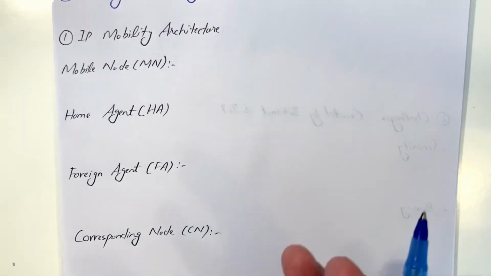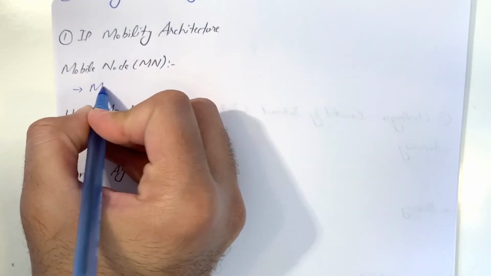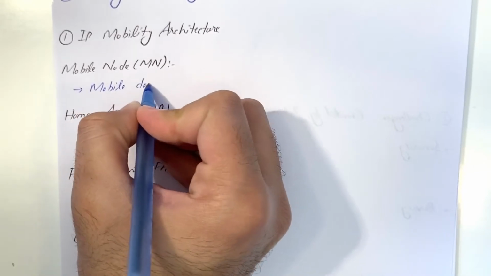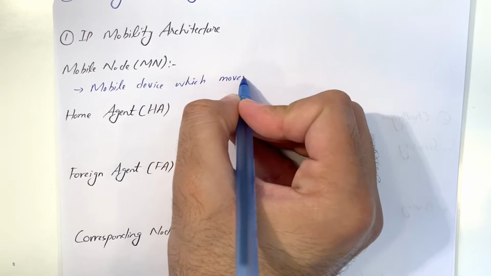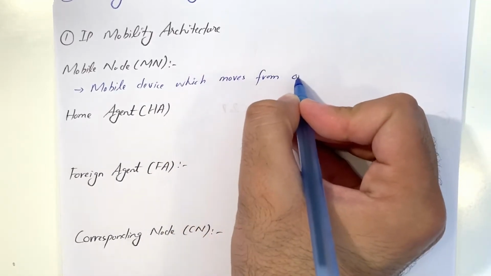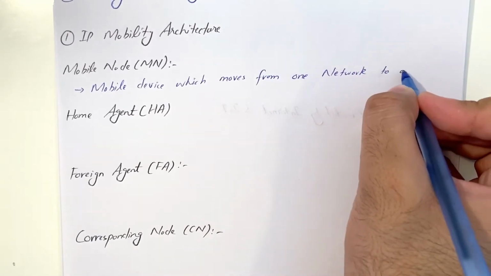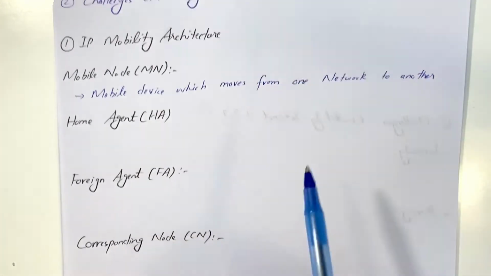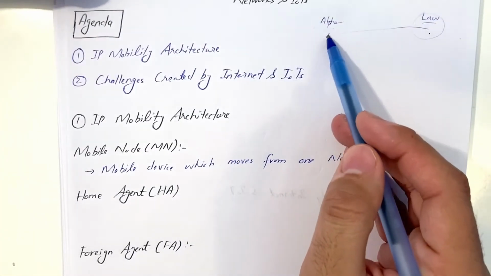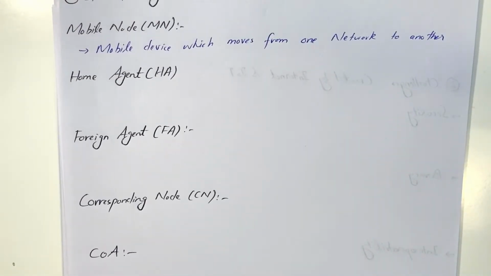So a mobile node could be a sensor, it could be your cell phone, which moves from one network to another network. So a mobile node is basically a mobile device which moves from one network to another. So that's your mobile device or mobile phone which you carry. When you move from Alpharetta to Lawrenceville, that is your mobile node. So a mobile device which moves from one network to another is a mobile node.